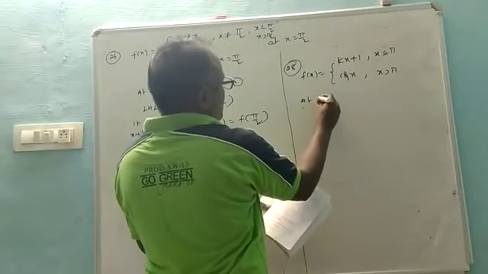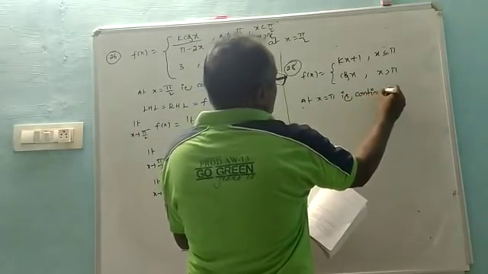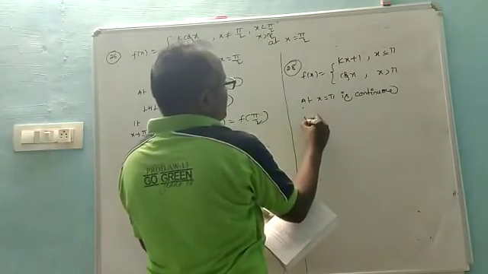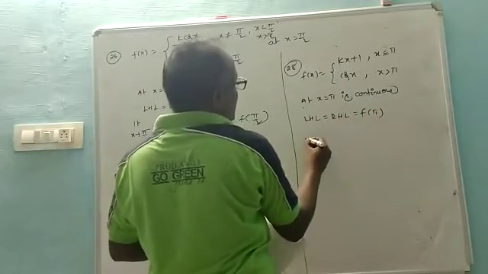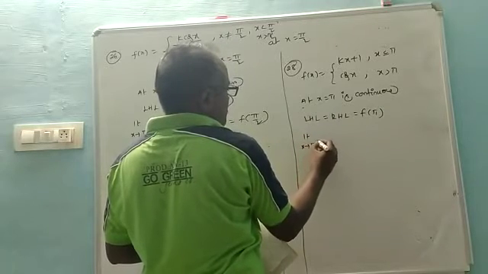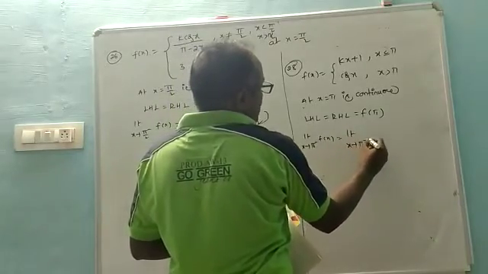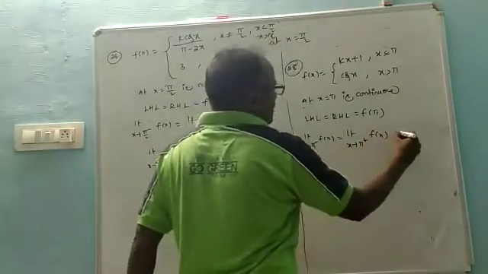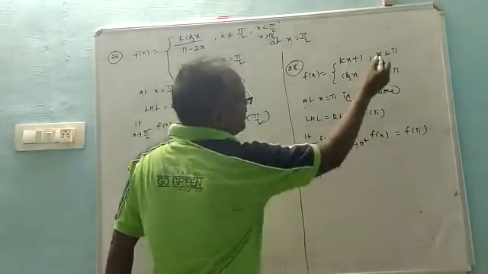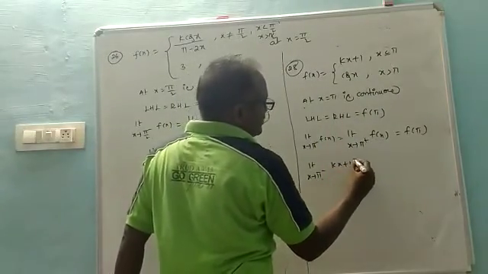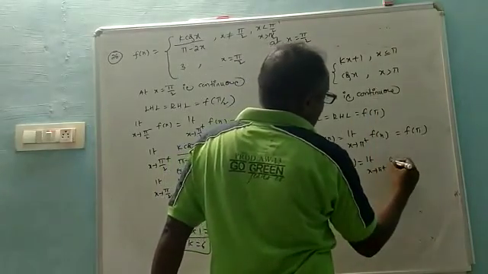At x is equal to pi it is continuous. Continuous means left hand limit is equal to right hand limit is equal to f of pi. Left hand limit means limit x tends to pi minus f of x is equal to limit x tends to pi plus f of x is equal to f of pi. So if you take limit x tends to pi minus, meaning less than, kx plus 1 is equal to limit x tends to pi plus, meaning greater than, cos x.